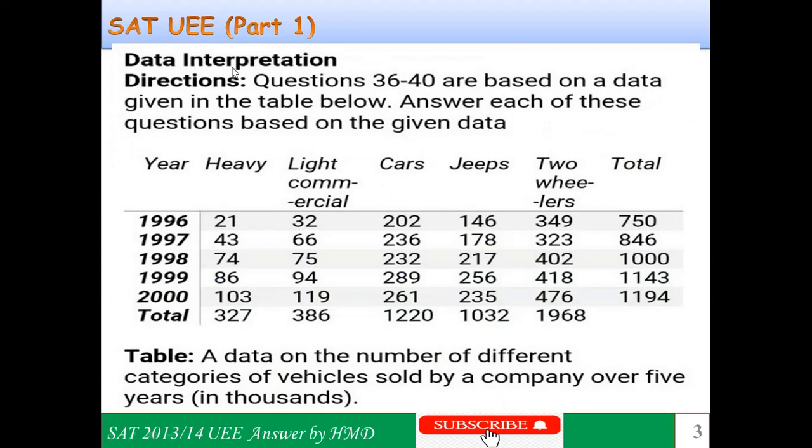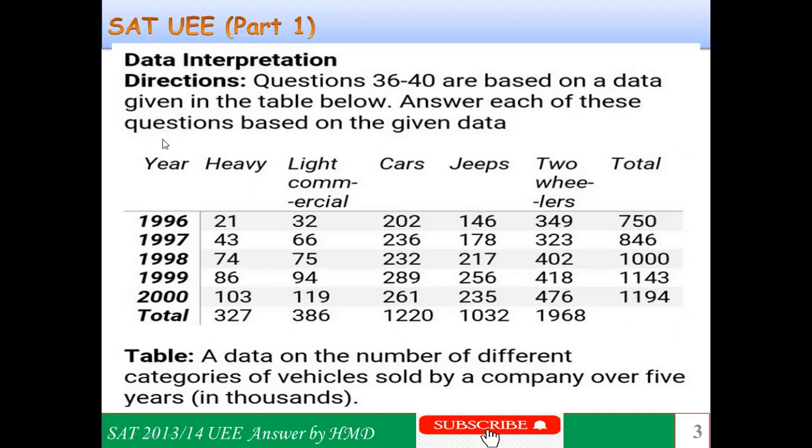Here is the data interpretation part, which has 5 questions. So here is the sub-direction. Questions 36 up to 40 are based on the data given in the table below. Answer each of the questions based on the given data. So here is the data or the table on which the questions are based.